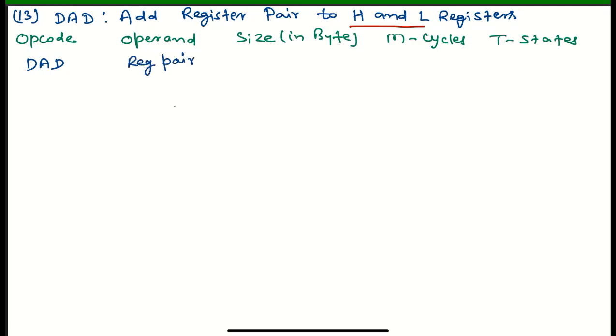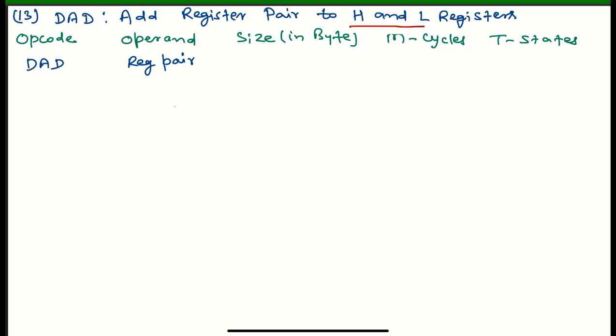Why register pair? The reason behind that is it is going to perform 16-bit addition. So here H and L combined together is a 16-bit register. So as a second operand, or as a source operand also, we need to consider a register pair. And which register pair?